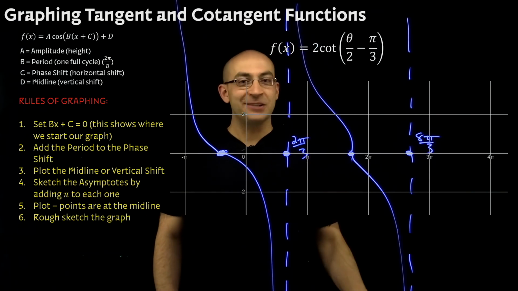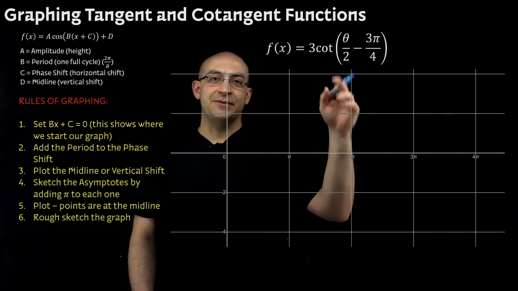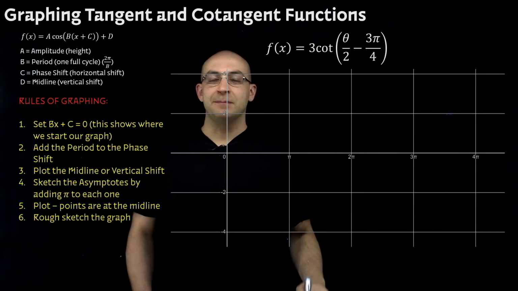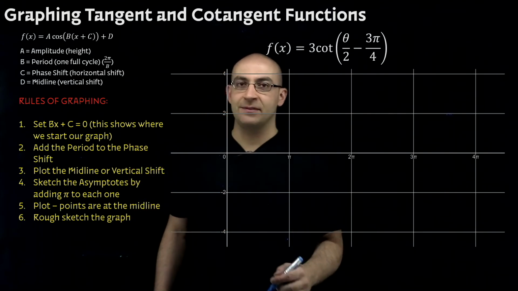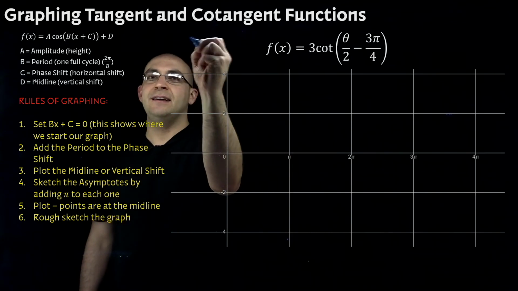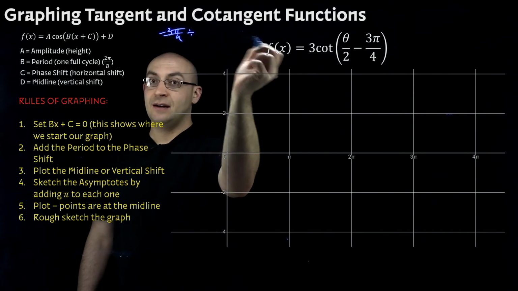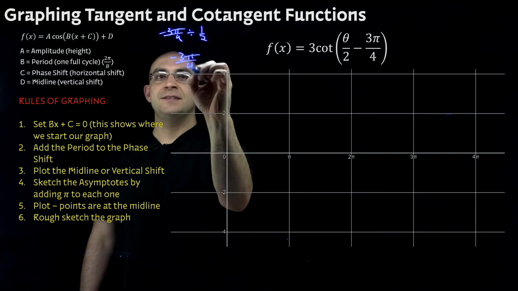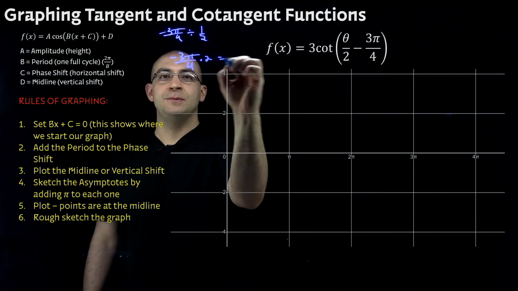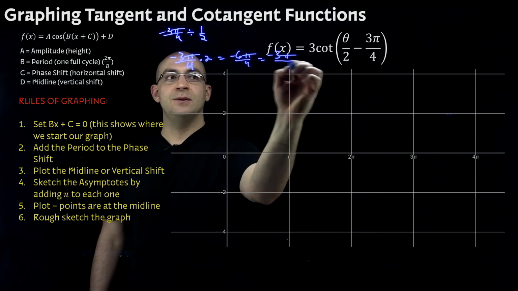Let's move away from this one and try one more. Okay, last one for today. 3 cotangent times the quantity of theta over 2 minus 3 pi over 4. So first step is, let's make our first point, which is going to be our phase shift. So I have a negative 3 pi over 4, and I'm going to divide that by our b value, which is 1/2, or multiply it by 2. So we have a negative 3 pi over 4 times 2, which is negative 6 pi over 4, which turns out to be negative 3 pi over 2.